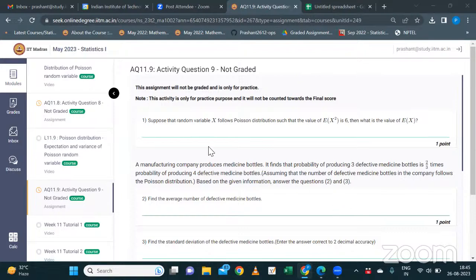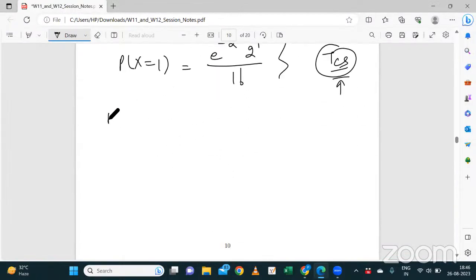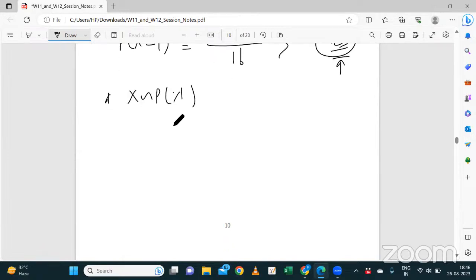See, X follows Poisson distribution such that the expected value of X square is 6, right? Let me suppose X is following Poisson distribution with parameter lambda. So in case X follows Poisson distribution with lambda, the expected value of X will be lambda. Variance of X is also lambda or not? Yes, sir. Okay, if variance of X is also lambda, you know what the variance of X is?